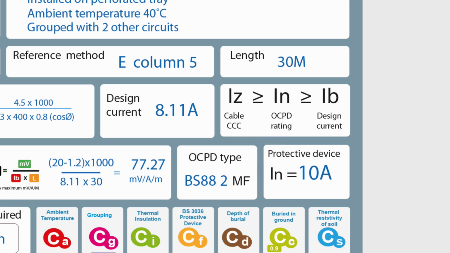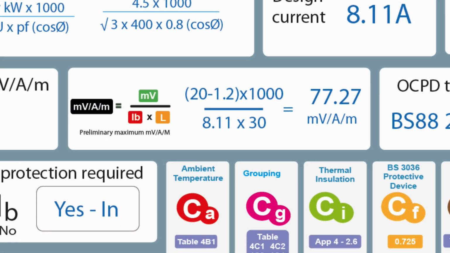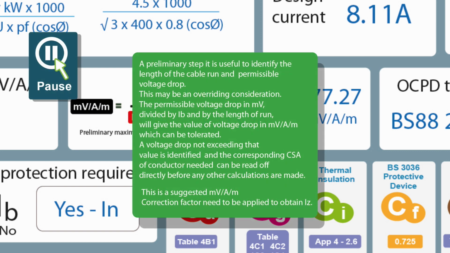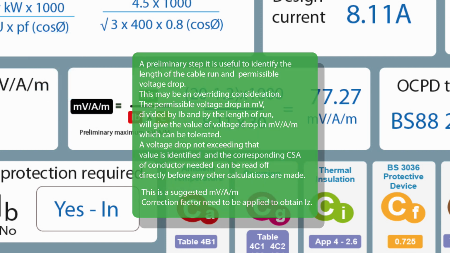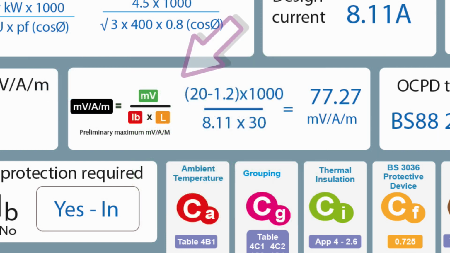So we have our IB and our IN. Now we need to start thinking about what cable we could use. Further on down the line, we'll be checking our volt drop to make sure that the cable is acceptable. Now we can do a preliminary step first, so we're not wasting our time choosing cables that ultimately will not be satisfactory. So our design current and our IN is going to give us an indication of what size cable we'll be choosing. We can use this preliminary step to get a millivolt per amp per meter value. This is it here, millivolts divided by the design current times the length.